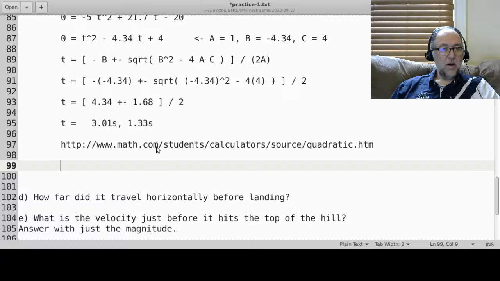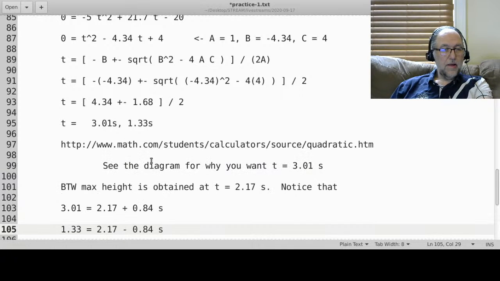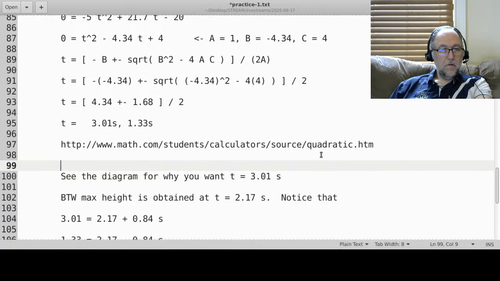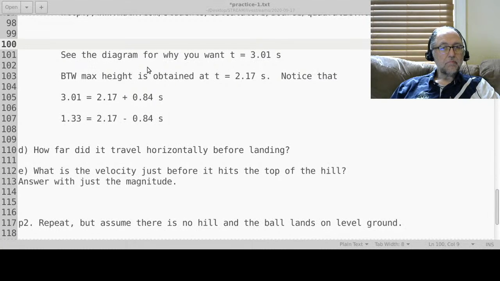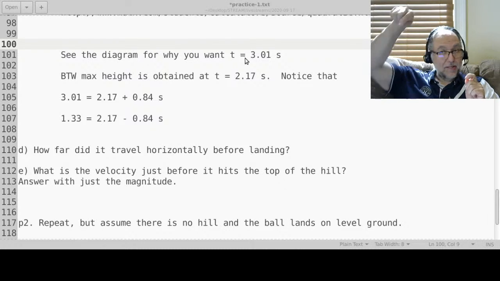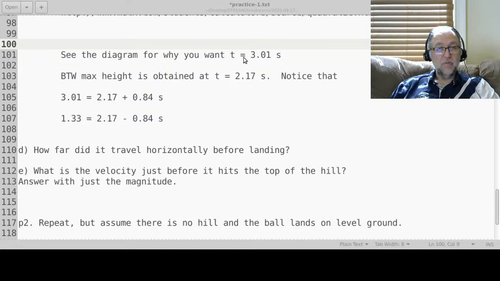So here's the final part of it. Just copy and pasting in here like that. So I say here, see the diagram for why you want 3.01 seconds. We just did that because it's not the time. So we're passing that 20 meter mark twice, once on the way up, once on the way down. But the ball lands on the top of the hill on the way down, so we want the longer time, the 3.01 seconds.